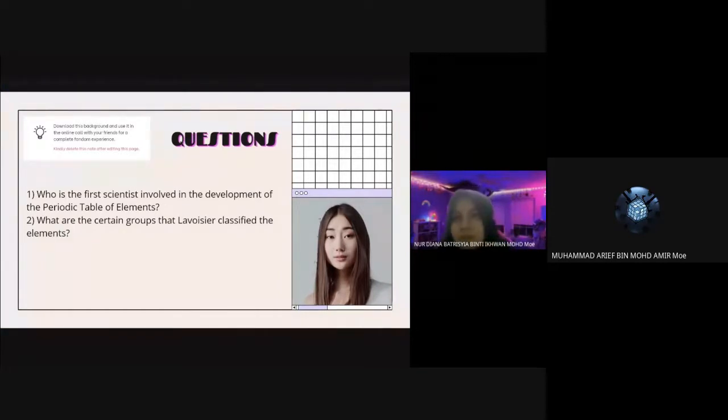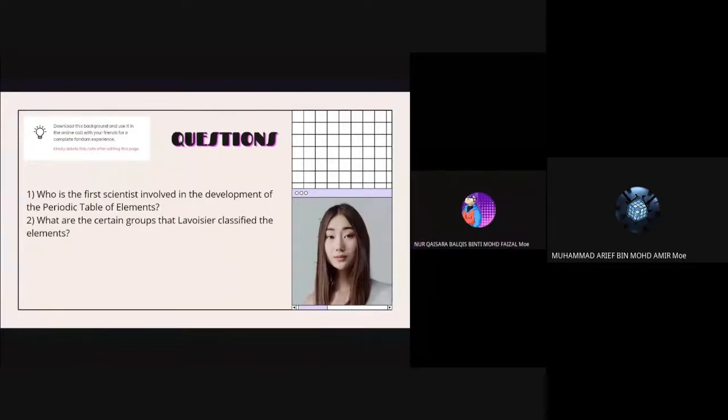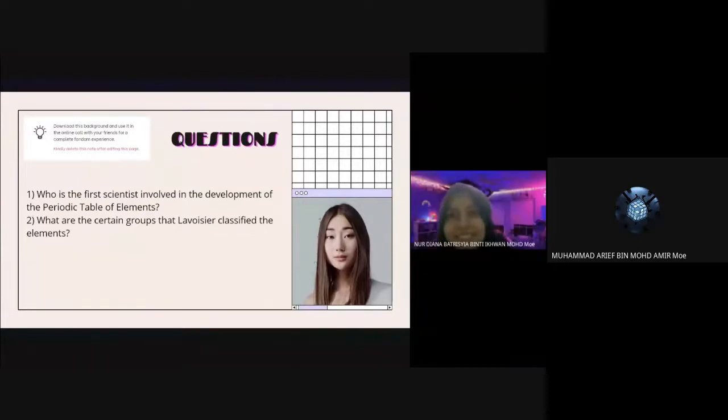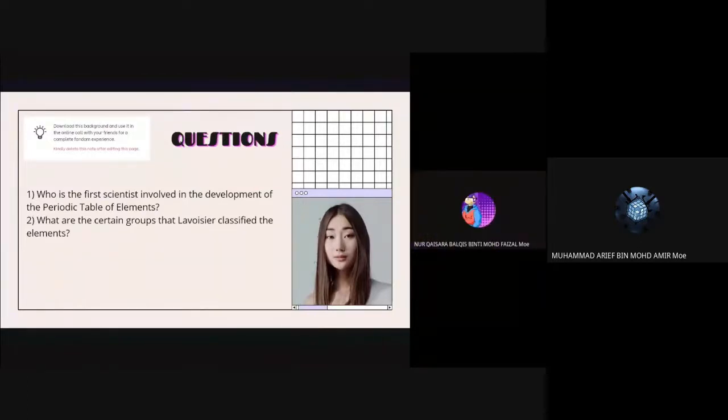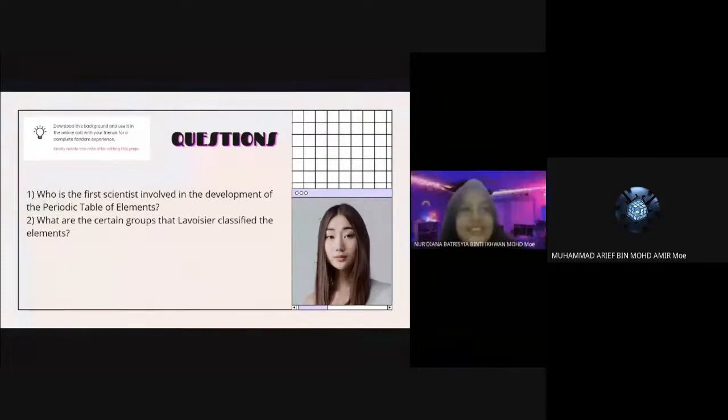So I would like to choose Kaisara Balkis. One second. Okay, is it Antoine Lavoisier? Yeah, correct. That's the answer. That's totally great because maybe you finished the homework as well. Congrats. So we move to the next question.